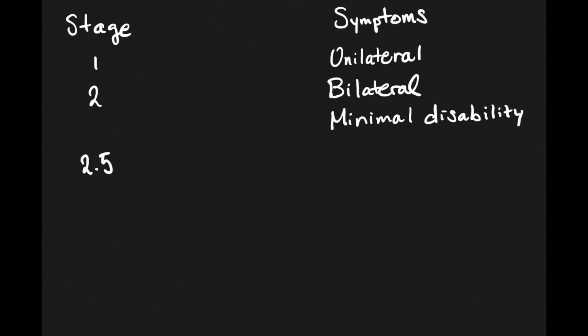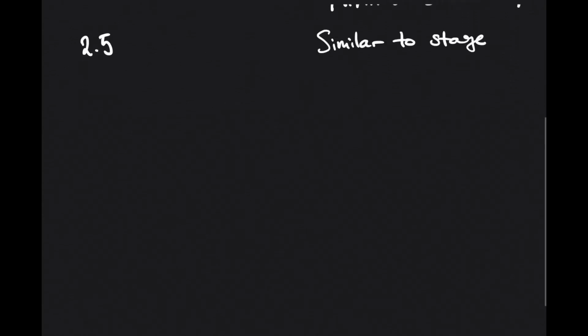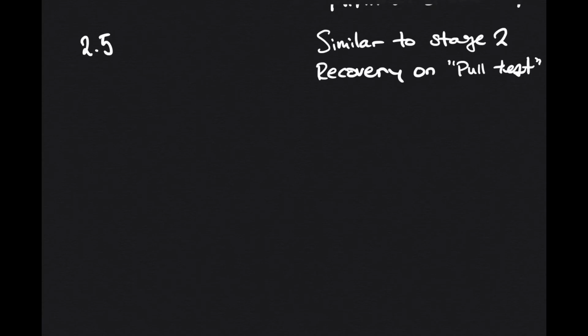Stage 2.5 is similar to stage 2, still showing recovery on pull test, which is a test of balance, specifically external perturbation on the individuals living with Parkinson's disease. The examiner gives a sudden backwards pull to the shoulders on the subject, and the subject is instructed to do whatever it takes to not fall.